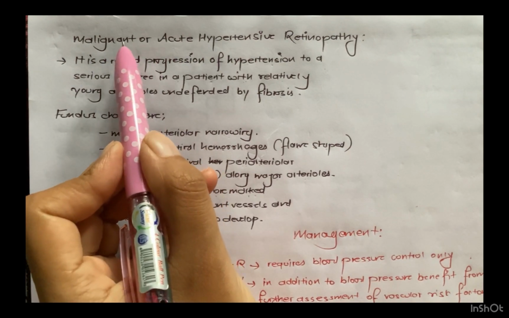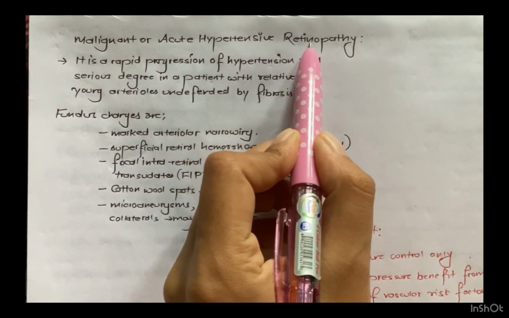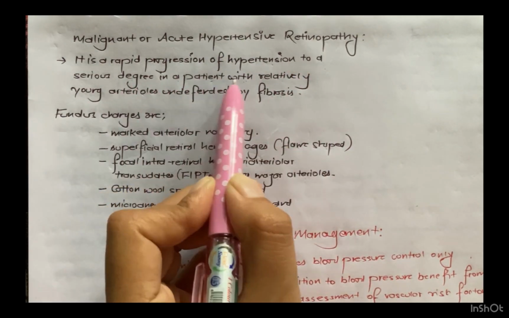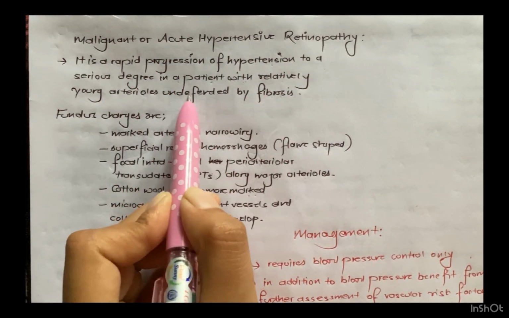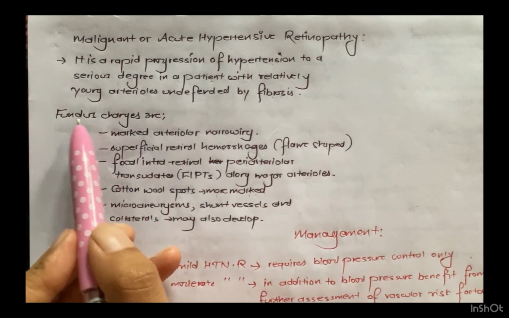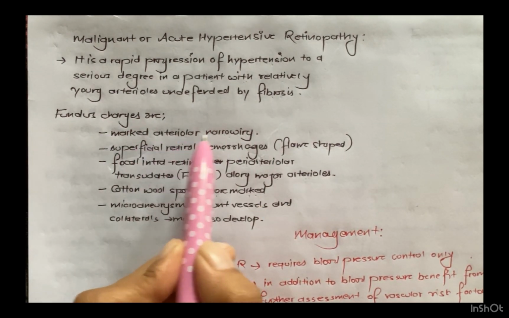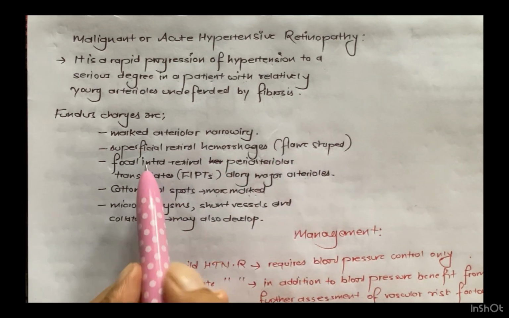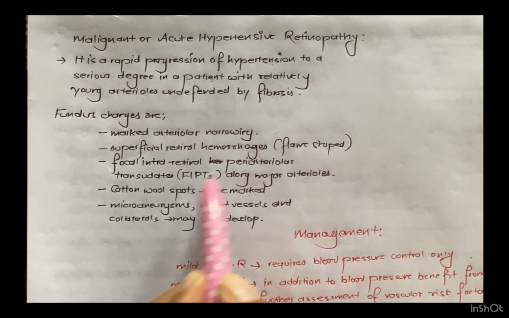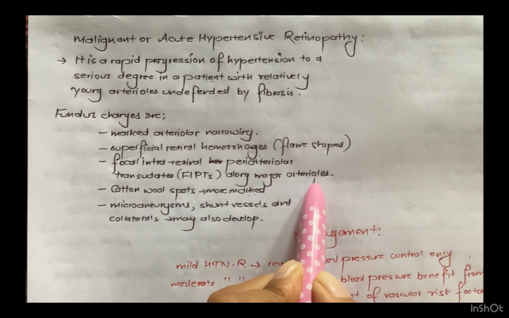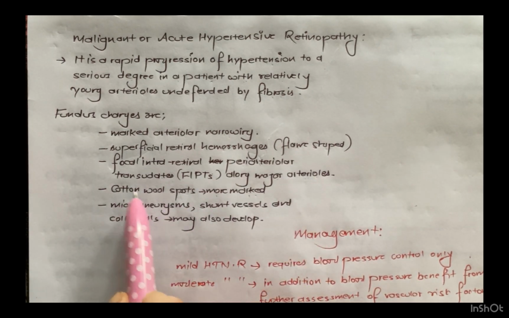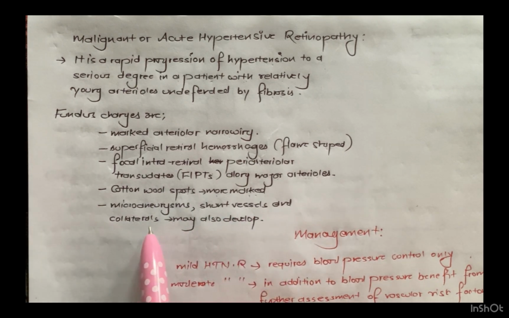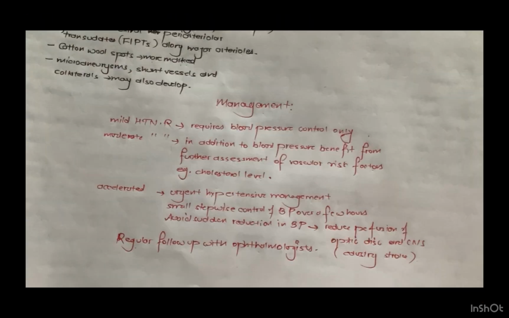And moving on to the malignant or acute hypertensive retinopathy, it is a rapid progression of hypertension to a serious degree in a patient with relatively young arterioles undefended by the fibrosis. And the fundus changes are marked arterial narrowing, superficial retinal hemorrhages, that are flame-shaped. There are focal intraretinal periarteriolar transudates along the major arterioles, and there is presence of cotton wool spots, which is more marked, and microaneurysms, shunt vessels and collaterals can also be developed.